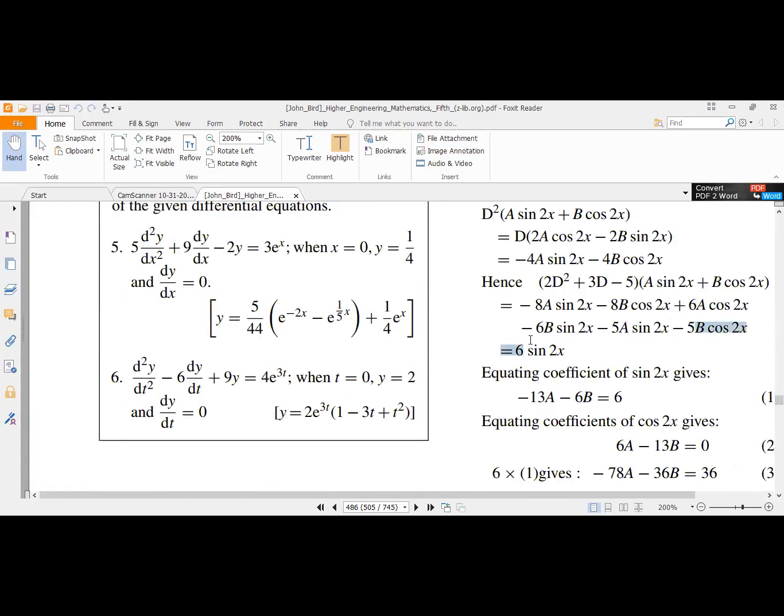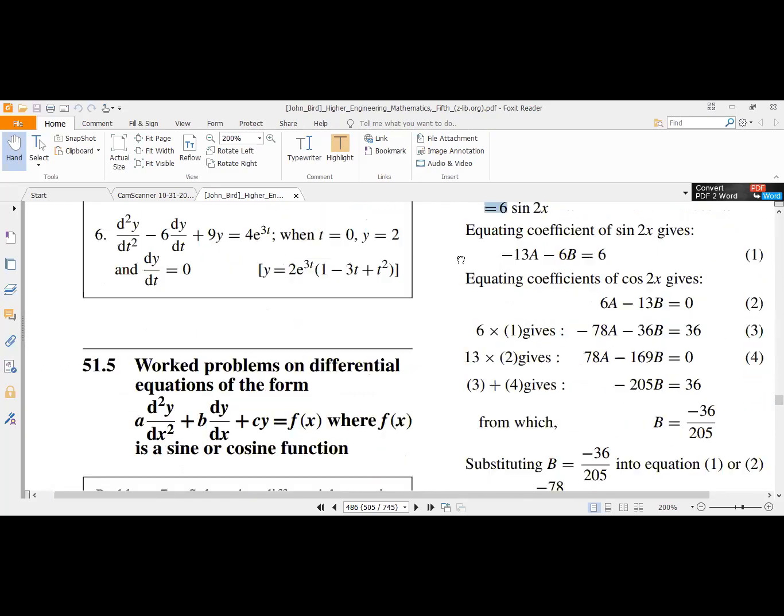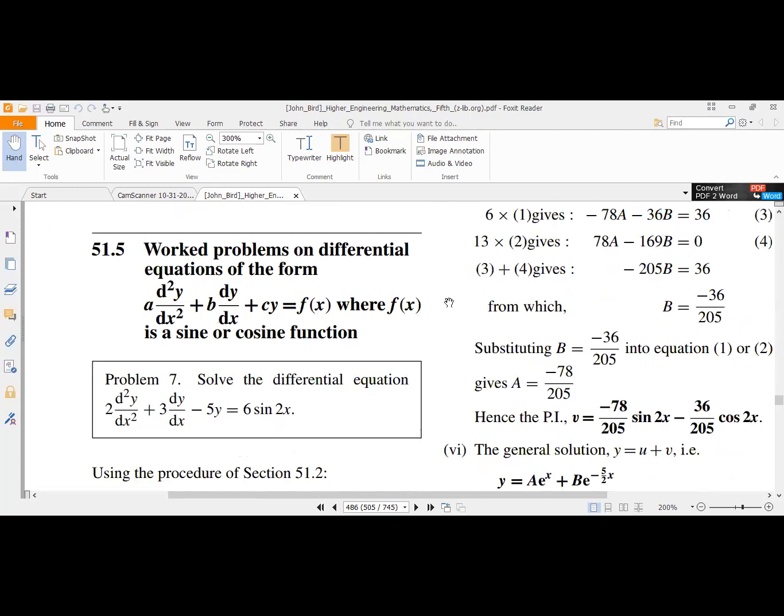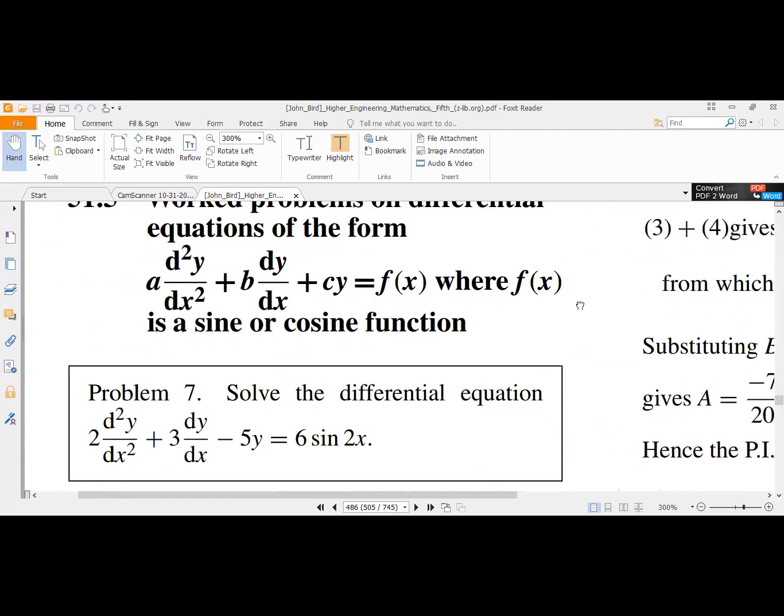Now let's go to the next aspect. The next one is when our f of x is sine or cosine. Do you know what it means? It means that if my f of x is trigonometric, it must not be tan. It does not work if it is tan. Do you know the reason?